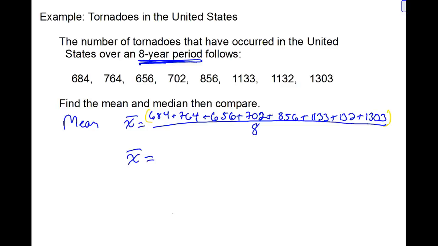So I get that my mean is equal to 7,230 divided by 8. So whenever I do that division, I actually get 903.75. But notice that my data values are whole numbers. Therefore, I'm going to round to 1 decimal place. So the mean number of tornadoes in the United States over this 8-year period is 903.8.